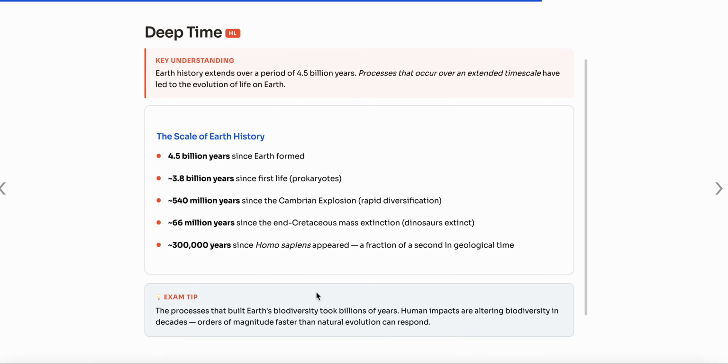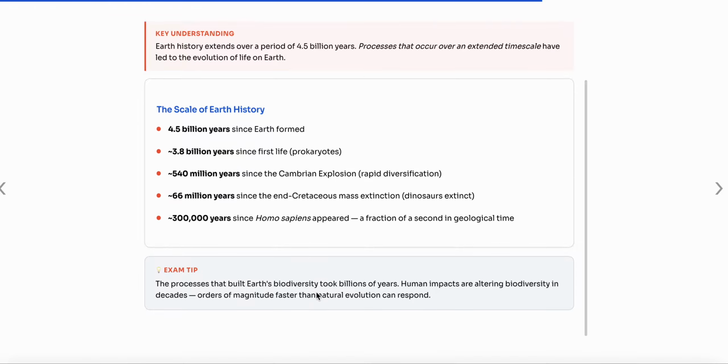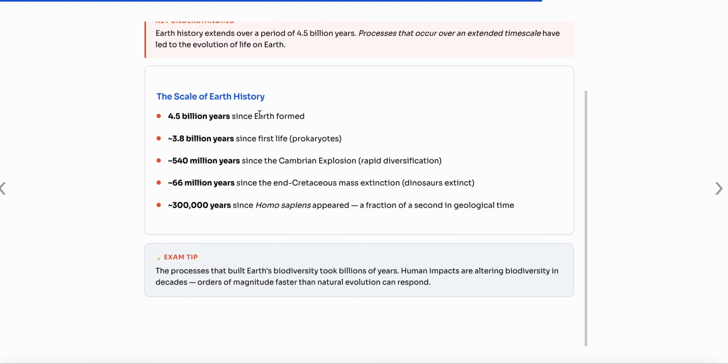Now, early history extends over a period of 4.5 billion years. Processes that occur over an extended time scale have led to the evolution of life on Earth. This is when the Earth was formed, this is when the first life came into existence, and this is when the Cambrian explosion happened, resulting in rapid diversification. This is when the dinosaurs went extinct, and this is when Homo sapiens appeared, which is a fraction of a second in geological time.